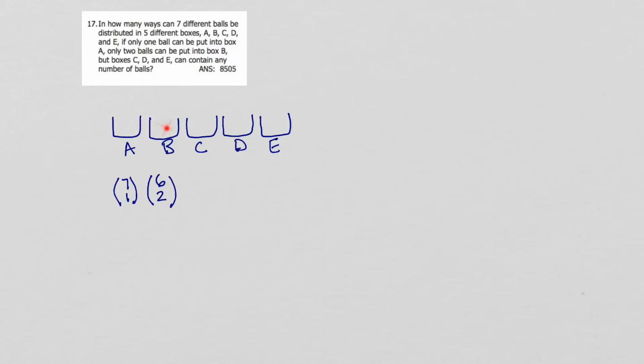Then for box B, we want to put 2 of them in here. So it's not going to be 6 times 5. I'm just going to pick 2 of the any 6 remaining and drop them into here. So out of the 6 remaining balls, put in 2.